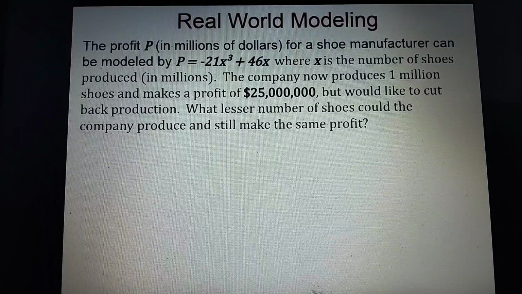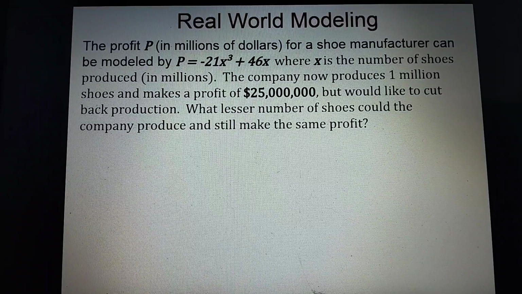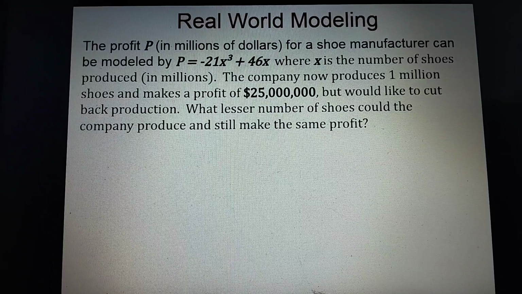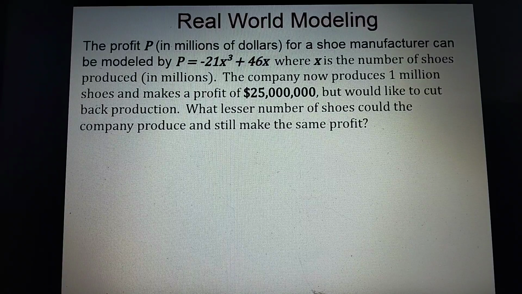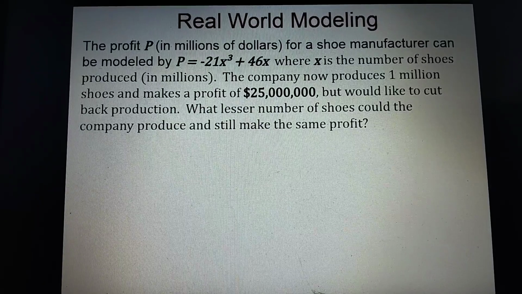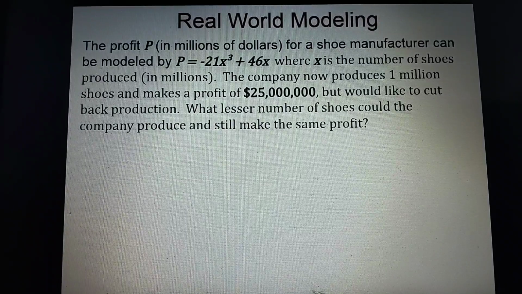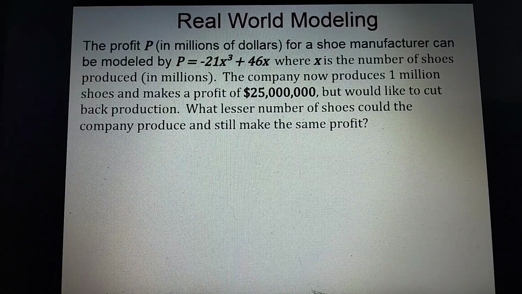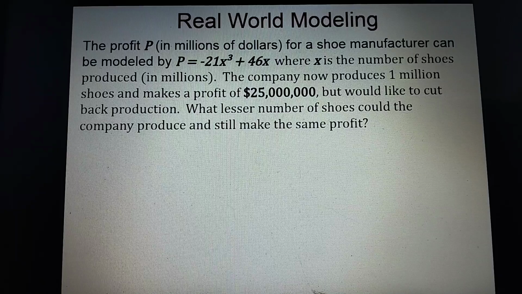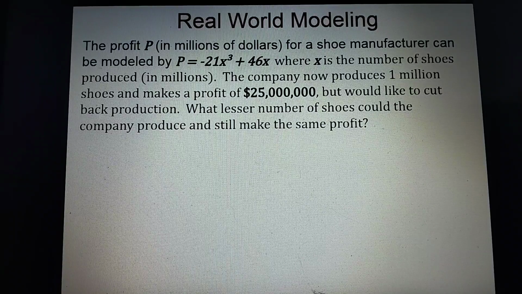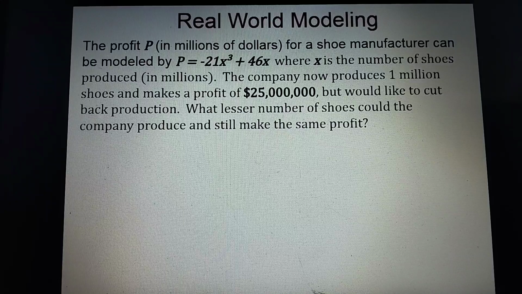Now most people aren't usually running around trying to find sides of prisms. But in the financial world, a lot of quadratics and polynomials show up. So what we've got here is the profit P in millions of dollars for a shoe manufacturer can be modeled by P equals negative 21x cubed plus 46x, where x is the number of shoes produced in millions. The company now produces 1 million shoes and makes a profit of $25 million.